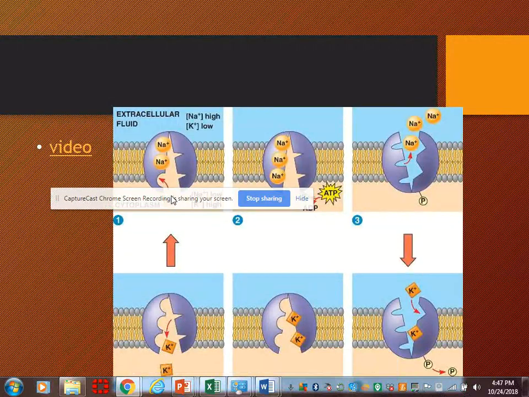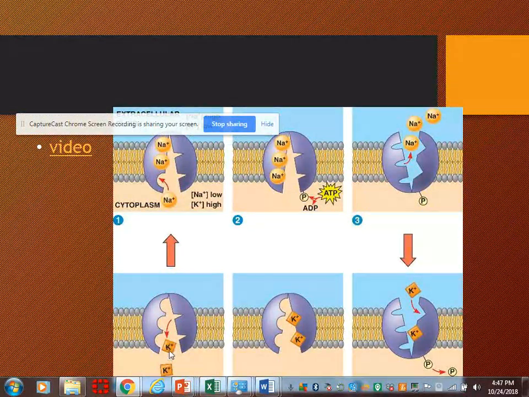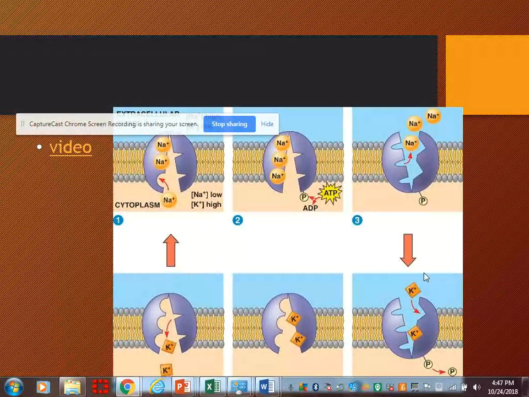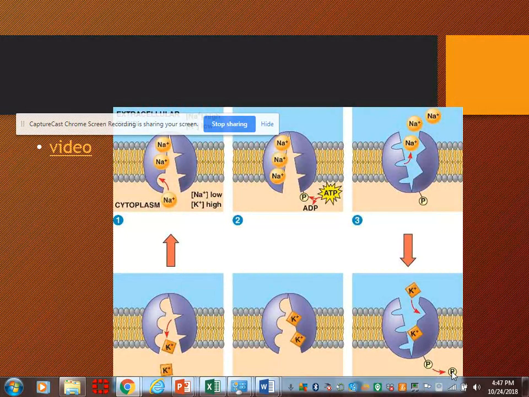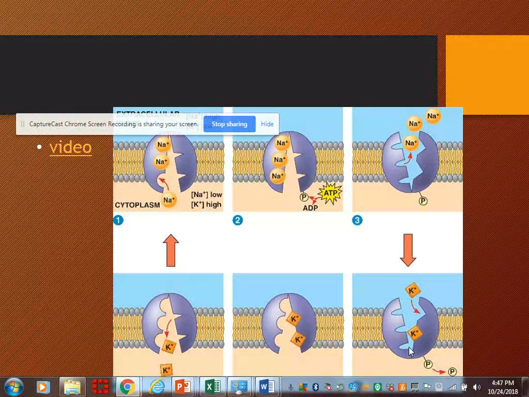Okay, and then we're on the bottom pictures. And then there's potassium. What happens now is we're open to the outside. The potassium comes into where potassium can bind, and that causes the pump to lose the phosphate group. Once the pump recognizes that we have potassium on there, it changes its shape to open to the inside of the cell like it was before.